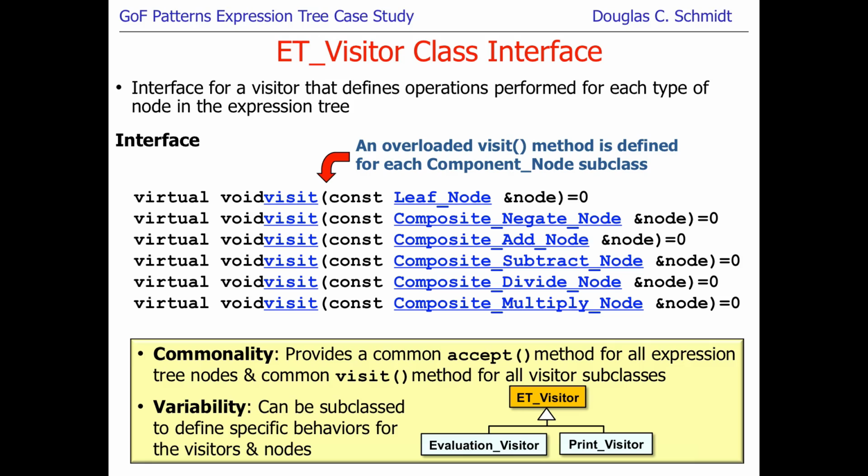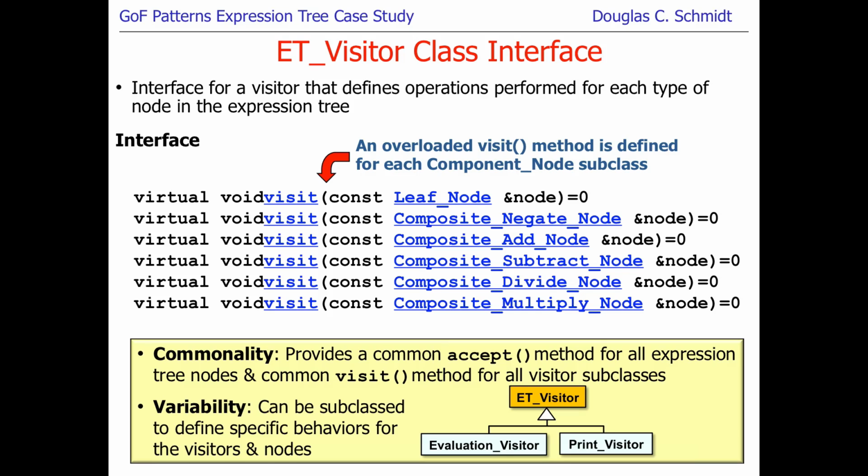So here's how we have commonality and variability. Commonality: we have a common accept method for all expression tree nodes and a common visit method for all visitor subclasses. And here's the variability part. You can have a base class like the visitor, which is what we see here, and then you can subclass it to make different kinds of visitors. Each subclass defines a group of operations that perform some defined action on the composite structure that we're operating on. And this is how we're going to be able to add new actions, add new operations, add new behavior, and so on, without modifying anything in the structure. They're not coupled. They're only connected through the accept and visit methods.